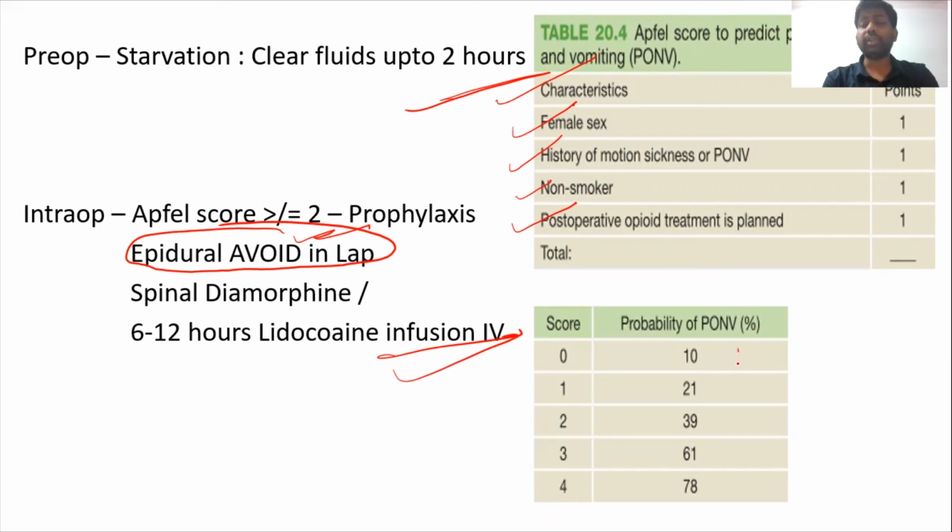The probability is very easy to remember. Just remember them: 10, 20, 40, 60, and 80. So the probability of having postoperative nausea and vomiting, if the FL score is 0, is 10; 1 is 20; an FL score of 2 is 40; 3 is 60; and 4 is 80. So this way you can remember that. It can be put up as an MCQ very commonly. These are the various things about this metabolic response to injury.